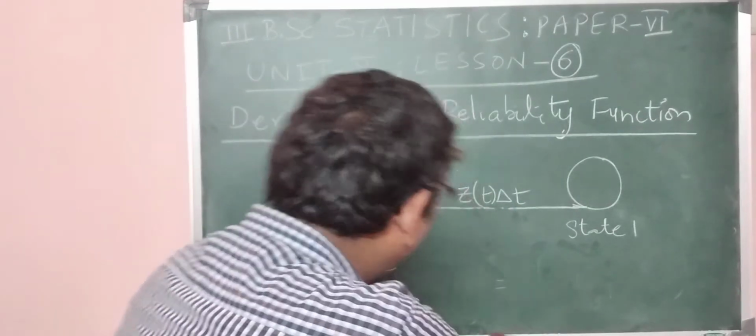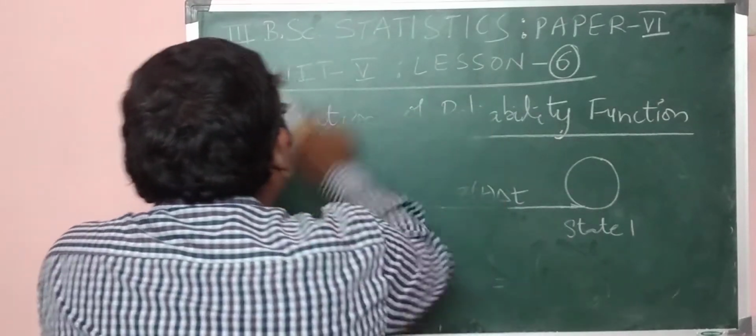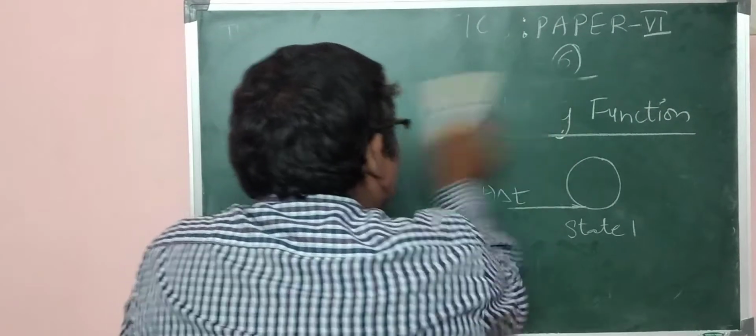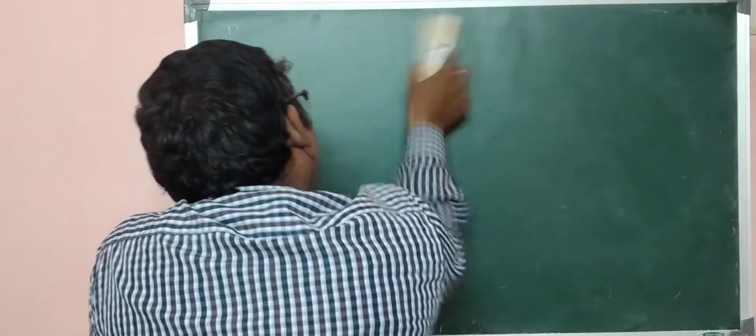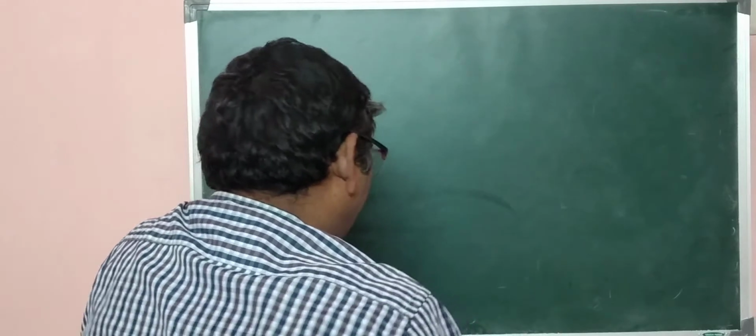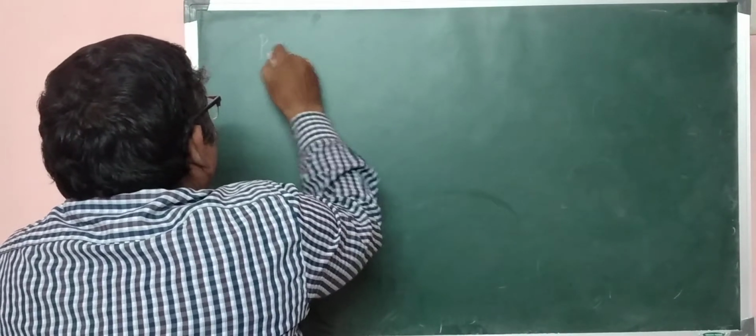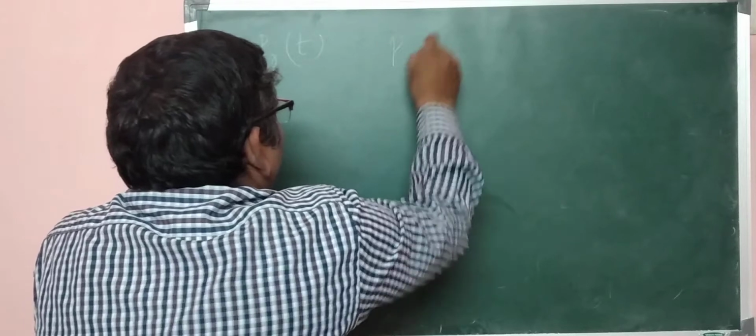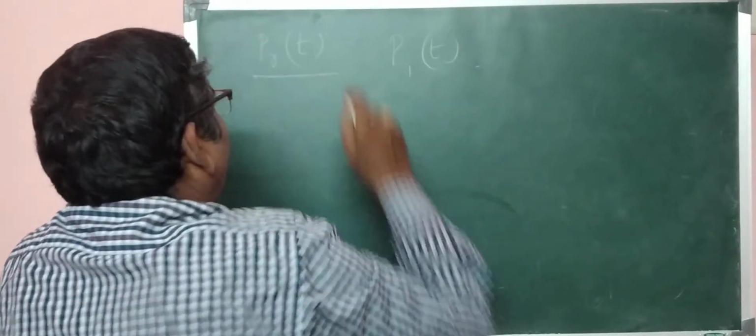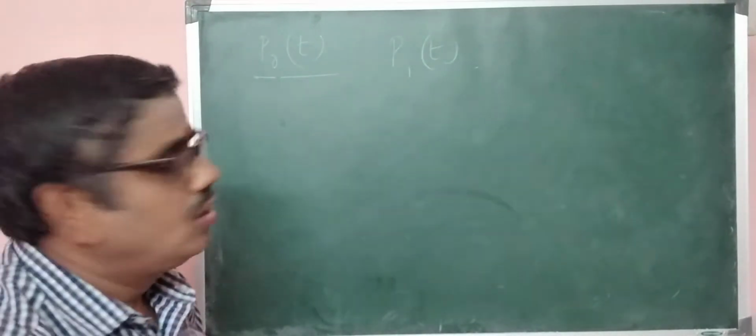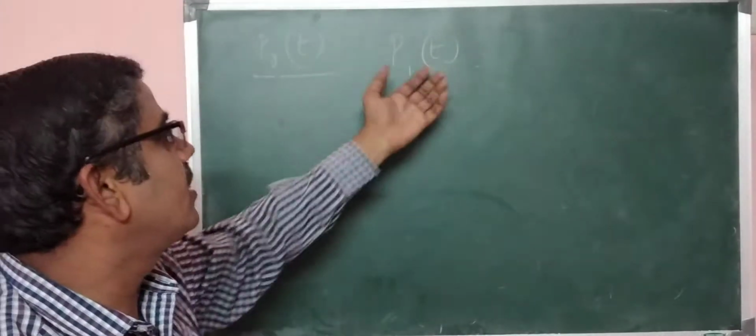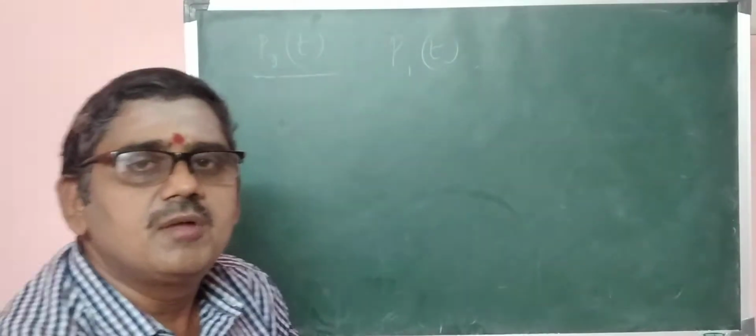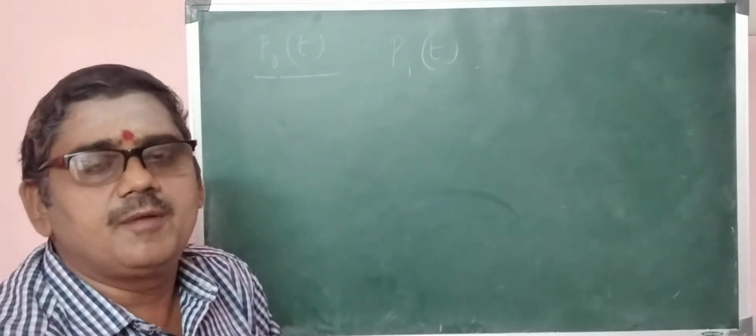Now we are calculating the reliability function. I consider two particular probabilities: one P naught of t, another one P1 of t. What is P naught of t? Here 0 indicates state 0, and here 1 indicates state 1. t indicates the time period, here also t indicates the time period. What is meant by P naught of t?